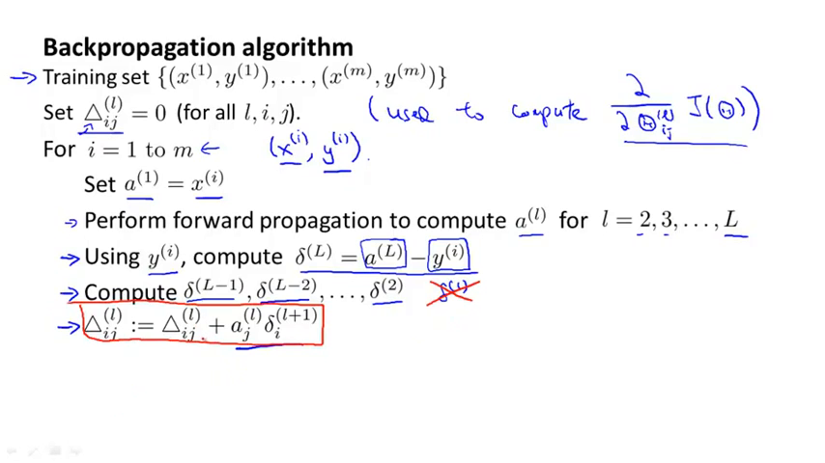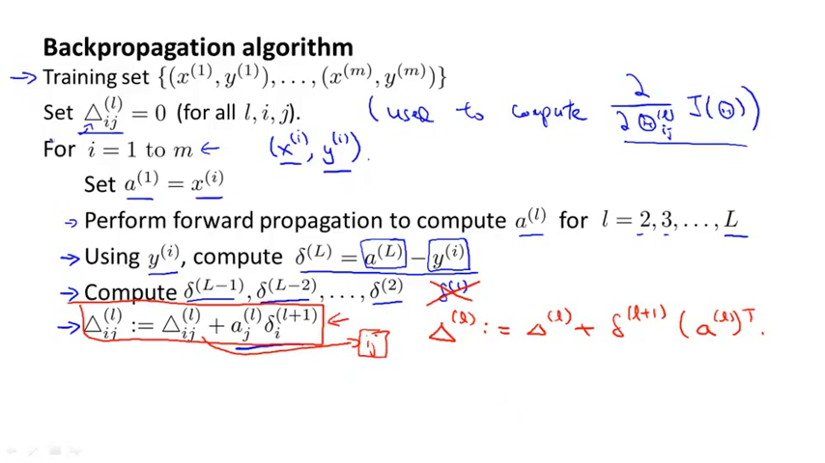By the way, if you look at this expression, it's possible to vectorize this too. Concretely, if you think of delta ij as a matrix indexed by subscript ij, then if delta L is a matrix, you can rewrite this as delta L gets updated as delta L plus lowercase delta L plus 1 times A L transpose. That's a vectorized implementation that automatically does this update for all values of i and j.